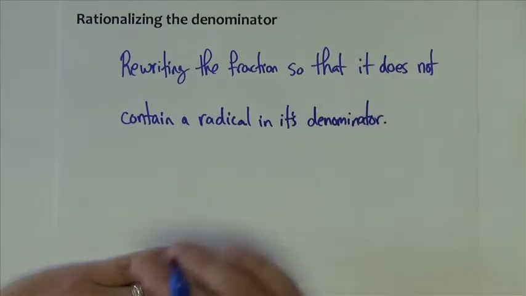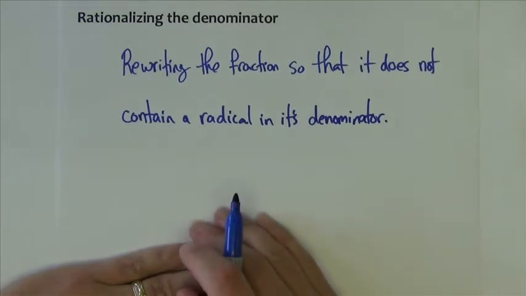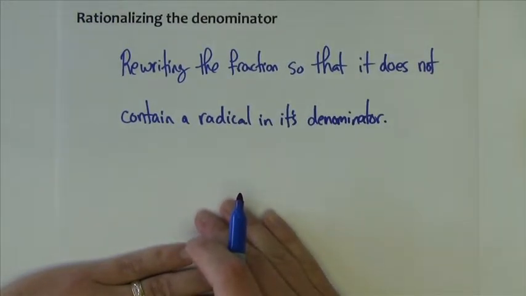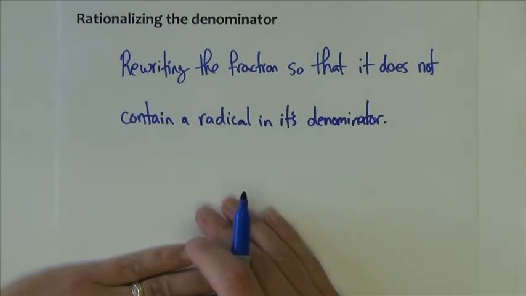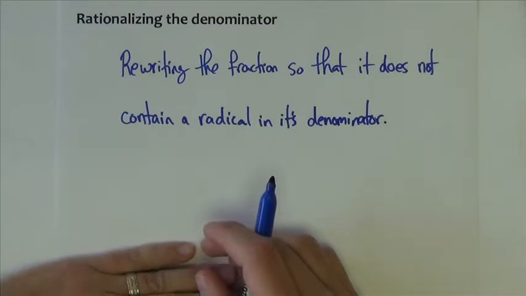Okay, so rationalizing the denominator gives us a way to, again, rewrite the fraction so that there is no radical in its denominator. And generally that's going to be considered a more simplified, workable form of the fraction. So let's show how to do that on the last slide.